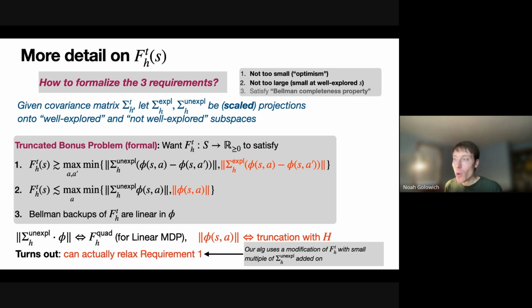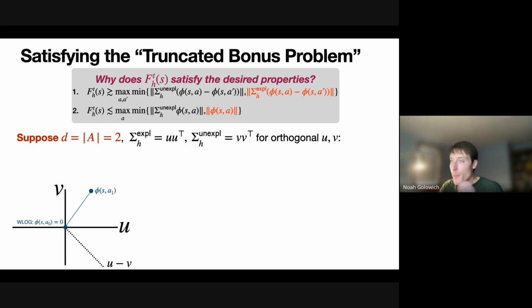So next, let me tell you why the bonuses that I defined a few slides back actually indeed satisfy these requirements. I'm going to focus on the special case where the number of dimensions d is 2 and the number of actions is also 2. And suppose for simplicity that the unexplored subspace is spanned by some vector v, and the explored subspace is spanned by some vector u, which is orthogonal to v. So formally, the matrices sigma explored and sigma unexplored are given by uu transpose and vv transpose.